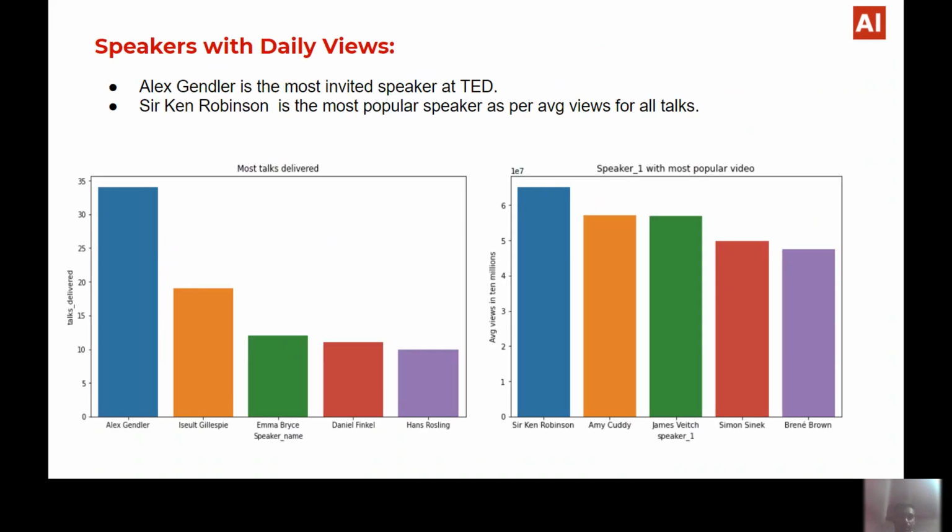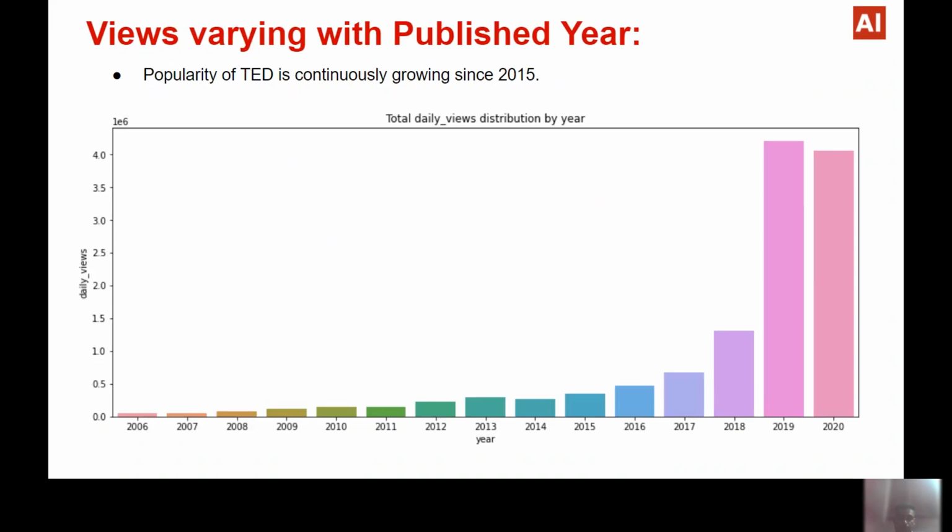Now, visualization. Visualizing the speakers variable, we come to know the insight that Alexander delivered the most number of talks and Sir Ken Robinson is the most influential speaker on our TED platform.